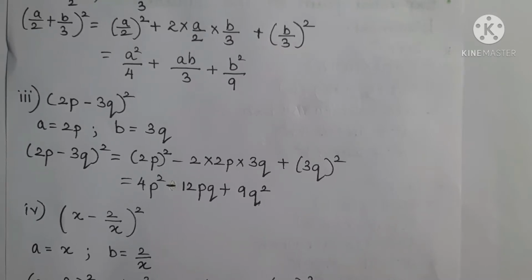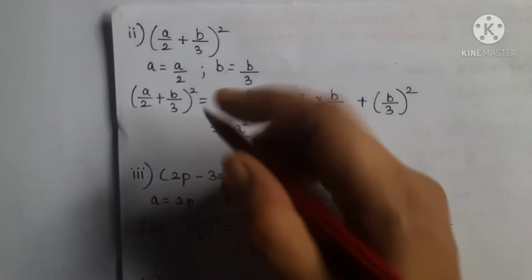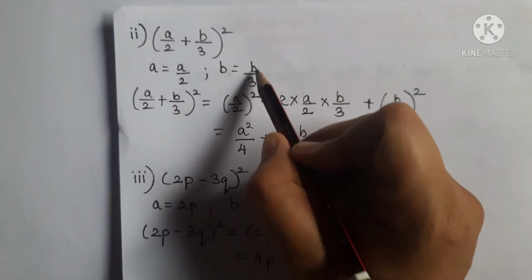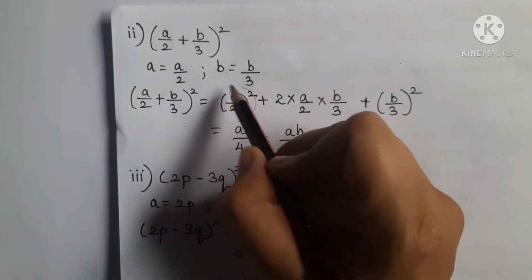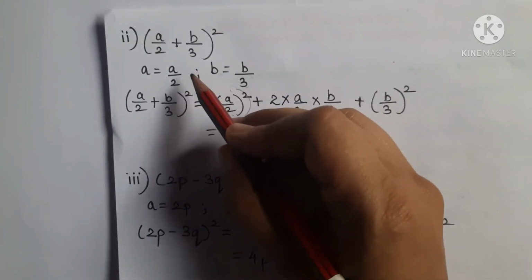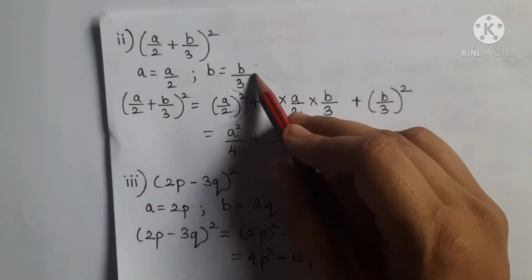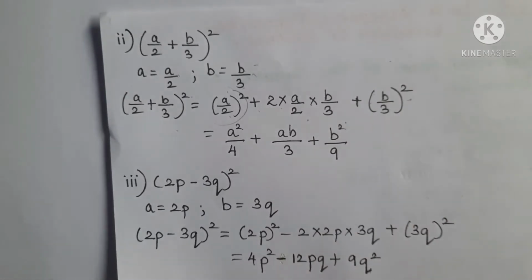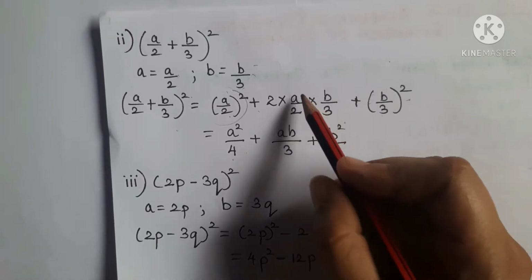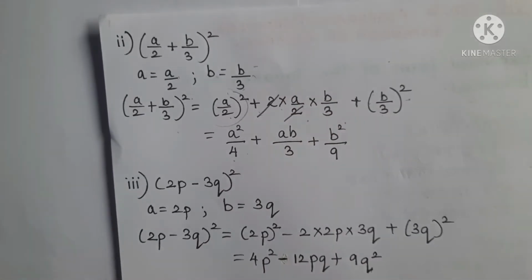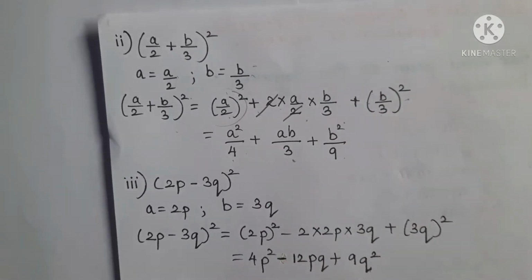A upon 2 plus B upon 3 the whole square. Now, your A term is A upon 2 and your B term is B upon 3. So, the formula for A plus B the whole square is A square plus 2AB plus B square. So, A upon 2 the whole square plus 2 into A upon 2 into B upon 3 plus B upon 3 the whole square. That is A square upon 4 plus 2AB. But now see, 2 and 2 get cancelled. So, that becomes only AB upon 3 plus B square upon 9.